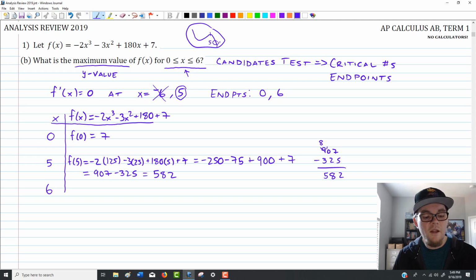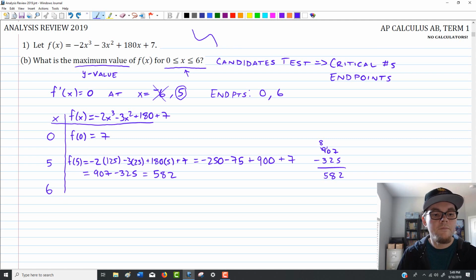So I'm expecting 6 to be lower. But of course, we need to check just to make sure. I wouldn't want to rely on my quick little doodle at the top. So if we plug in 6, we get -2 times 216 minus 3 times 36.